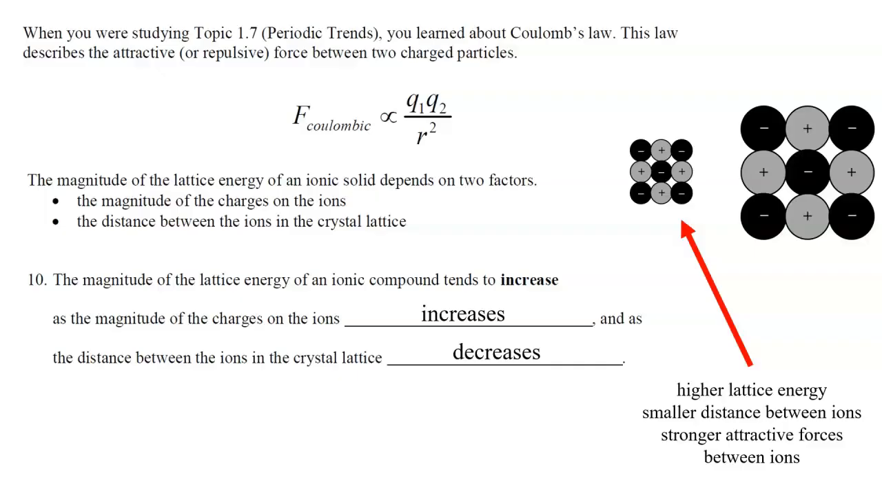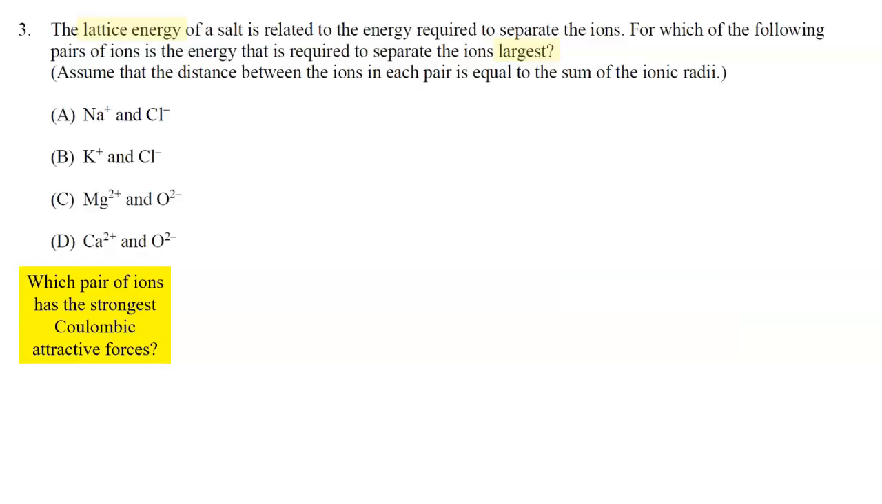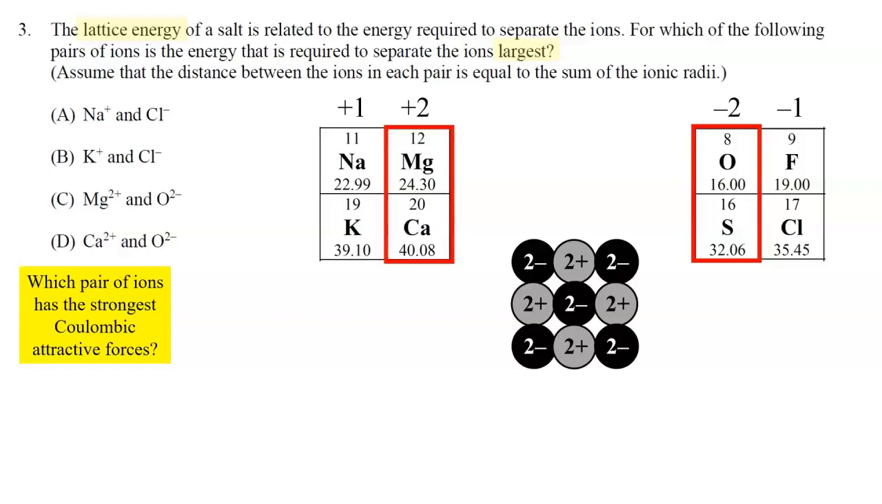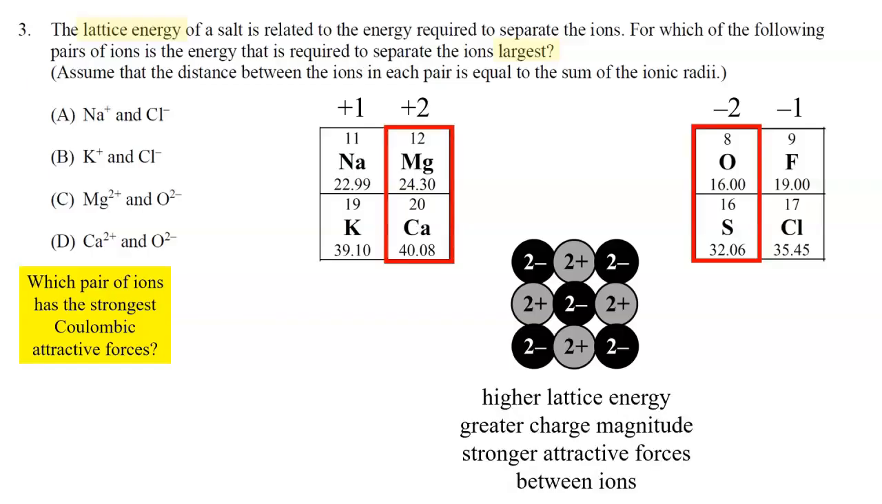Now let's take a closer look at the 4 examples that we are given for pairs of ions in question 3. So in choices A and B, we can see that the charges on those ions are either +1 or -1. And in choices C and D, we can see that the charges on the ions are either +2 or -2. Let's focus our attention on choices C and D, because a greater charge magnitude would lead to stronger attractive forces between the ions. So we can eliminate choices A and B.